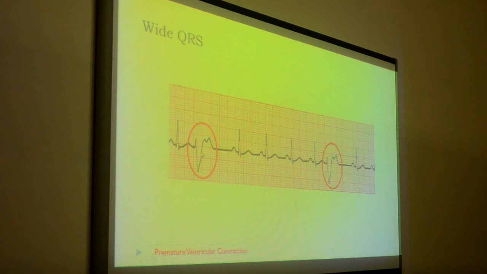Why? Because it's going through the ventricular muscle fibers. It's not coming down from the atria, the AV node, the bundle of His and the Purkinje fibers. This is an ectopic area in the ventricle that started firing by itself, maybe because of ischemia. As a result, you have this contraction that happens early, and it's wide because it's going through the ventricular muscle fibers.